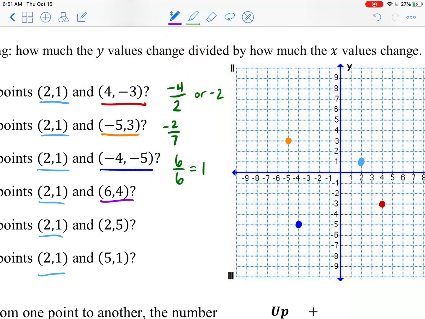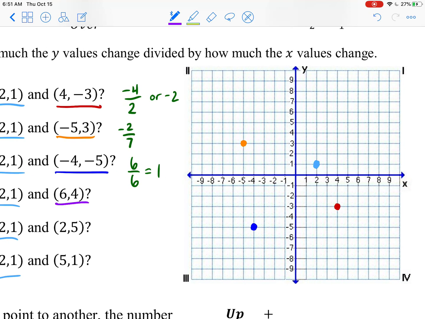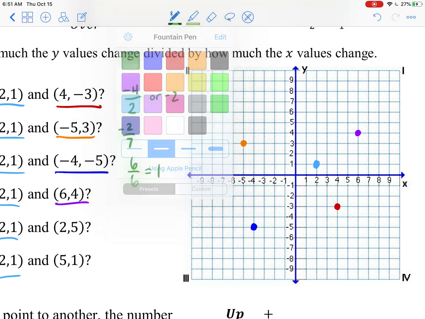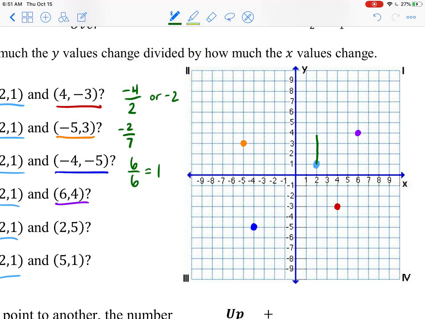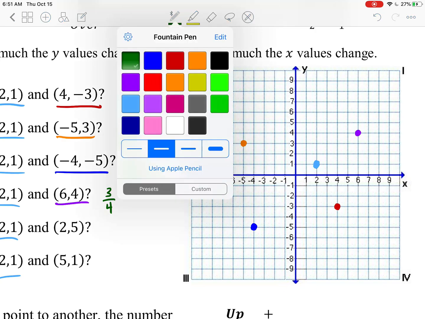Okay, how about 6, 4? So 6, 4 is right here. That's in purple. What is the slope between these 2 points? So we're going up 1, 2, 3 over 1, 2, 3, 4. So up 3, right 4, 3/4.